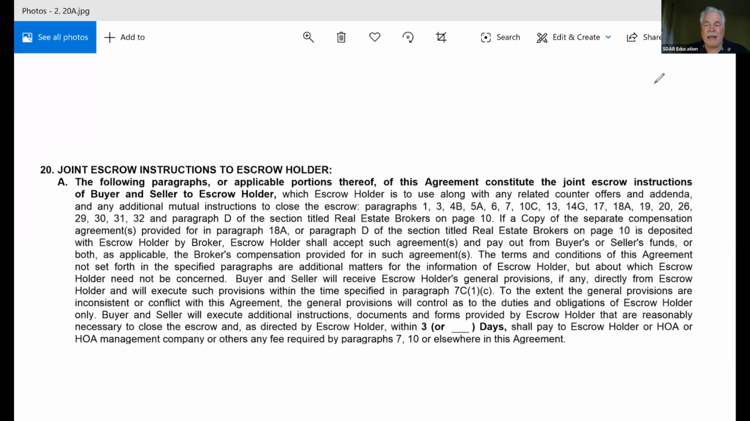I'm excited about that, because now it says this is the escrow instruction, and it's going to incorporate all these things, okay? So if a copy of the separate compensation agreement provided for in 18A, which we covered last week, or paragraph D of the Real Estate Brokers on page 10, is deposited with escrow holder by a broker, escrow holder shall accept such agreement and pay out from buyer's or seller's funds. Remember, it constitutes irrevocable instructions, okay? Seller is signing off on it, buyer is signing off on it, okay?